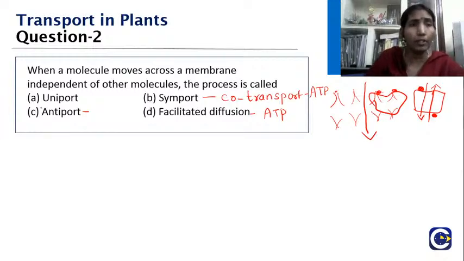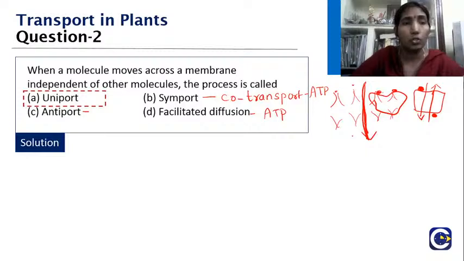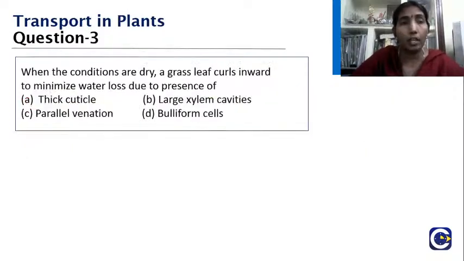But what about the uniport? It is a single molecule that is moving. Depending on the concentration gradient, there will be movement of only one molecule across the cell. So that we call uniport. That should be the answer. Very good students, you have given the answer.